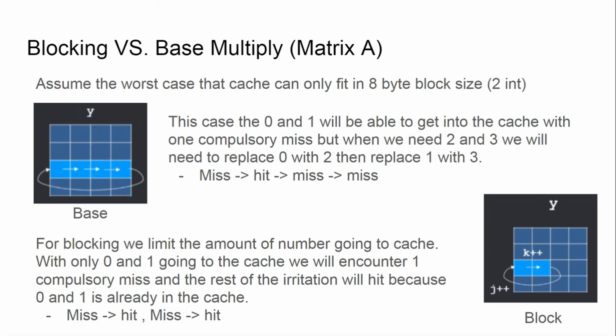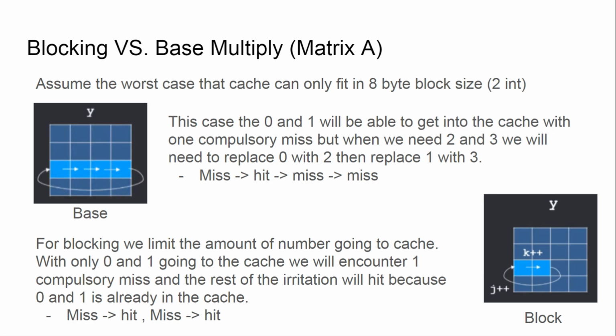In this section, we will compare the hits and misses of blocking and base multiply. Let's start with matrix A, where we assume the worst case that the cache can only fit one block. Each block size is only 8 bytes, so 2 ints. For the base case, if we want 0, 1, 2, 3, at first 0 and 1 will be able to get into the cache with one compulsory miss.